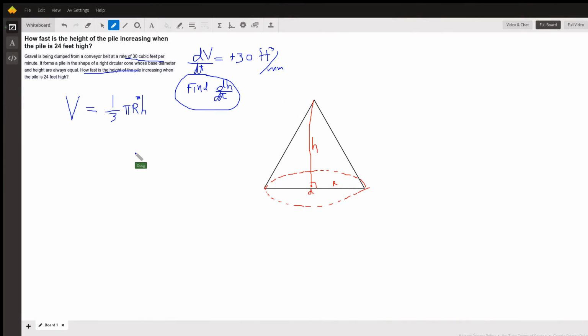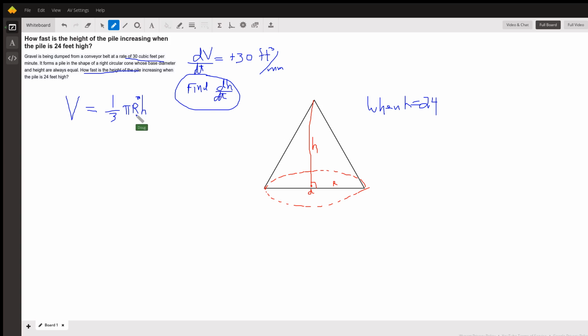A typical related rates problem. You've got gravel being dumped onto this pile of gravel at a constant rate of 30 cubic feet per minute. That's the same thing as telling you that the derivative of volume with respect to time is 30 cubic feet per minute. And we want to find out how fast this height is changing when the height is 24. And that's the same as asking us to find dH/dt.